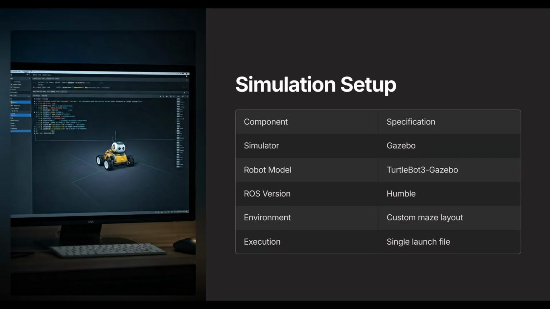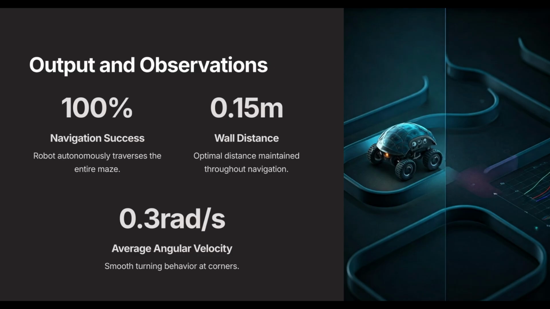We ran everything inside Gazebo using the TurtleBot3 Gazebo model. We used ROS2 Humble as our software platform. The maze environment was custom-made to test a variety of turn conditions and wall layouts. Everything from launching Gazebo to spinning up the control nodes was handled through a single launch file, which made testing much easier and reproducible. The final robot behavior was successful.